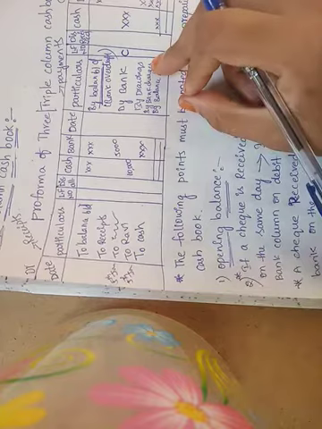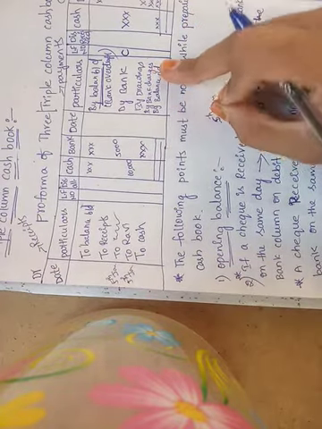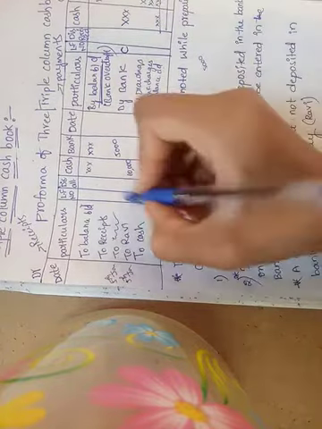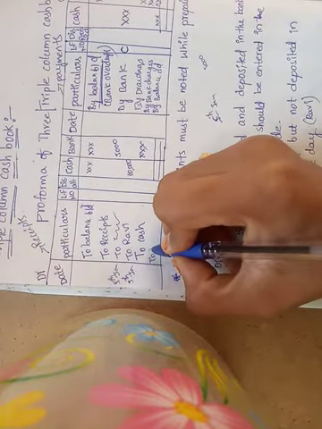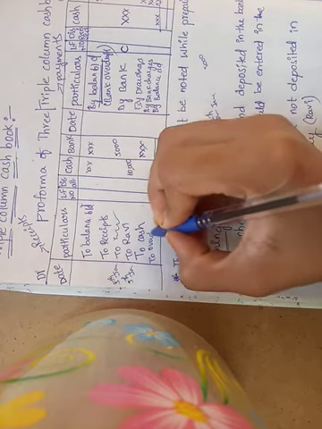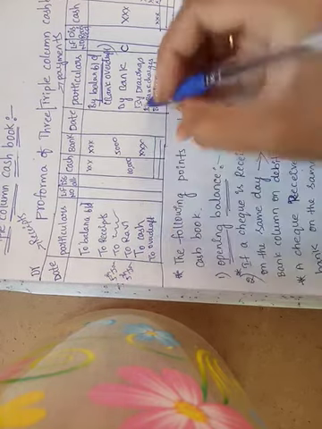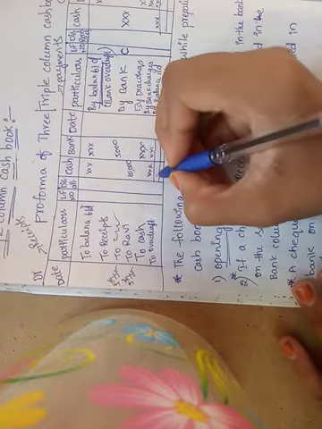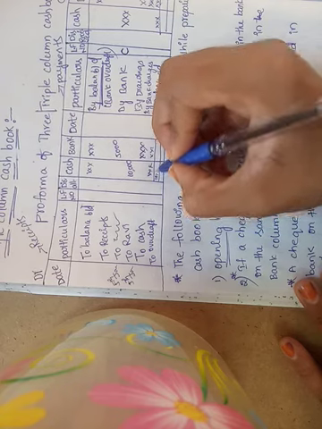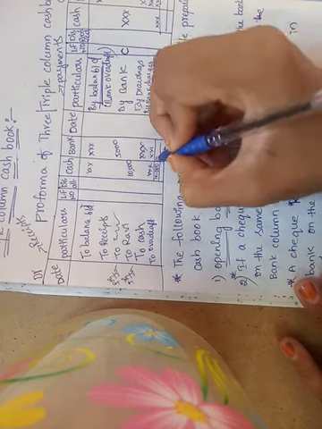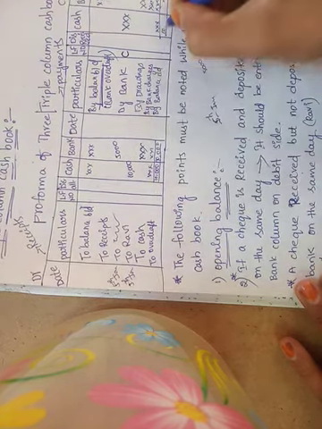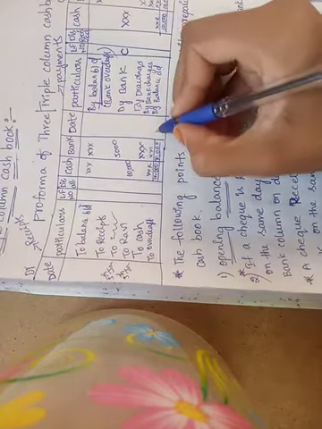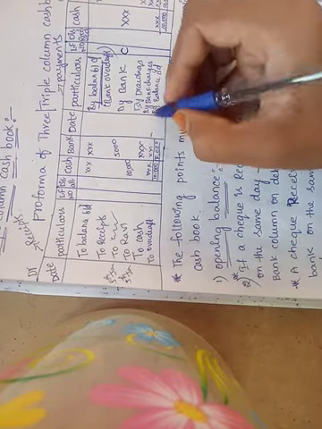Suppose sometimes payments are more and receipts are less, then at that time you have to write "to overdraft balance". After writing this, both sides are equal, say 10,000 and 10,000. So after writing this, at the end of the month we prepare this cash book.